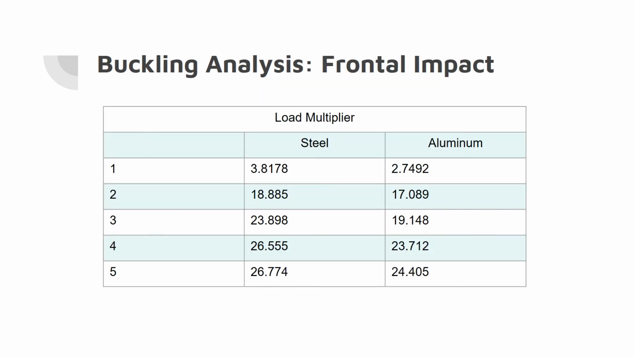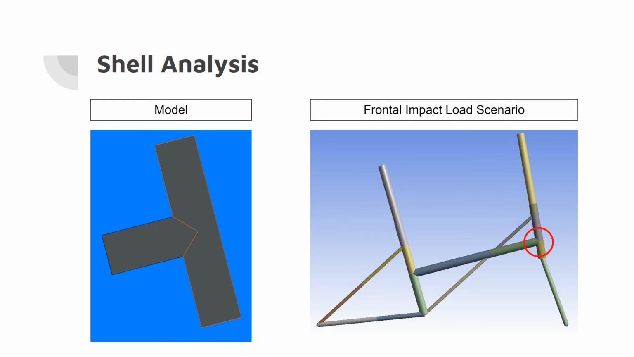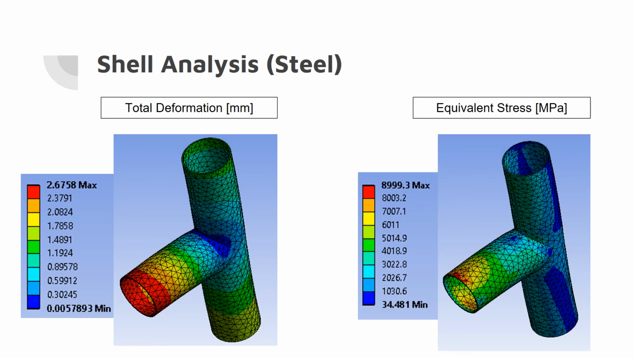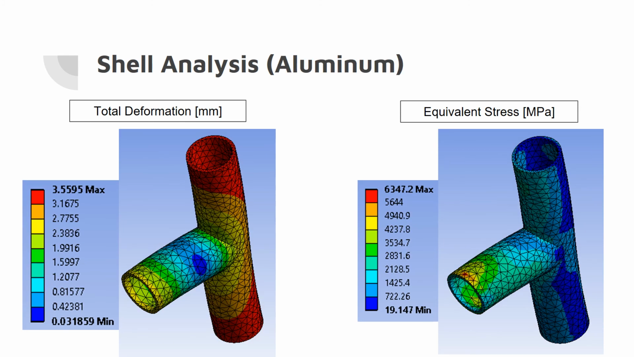The frontal impact load scenario had the most impact on stress concentration and deformation, so a buckling analysis was done for this, with load multipliers of 3.8 and 2.7 for steel and aluminum respectively. Due to such high stress concentrations, the shell analysis was also done with this frontal impact load scenario at the joint seen on the right here. The total deformation and equivalent stress distributions for the steel shell analysis can be seen here. Similarly, these results can be seen for the aluminum shell analysis for the alternative design here.